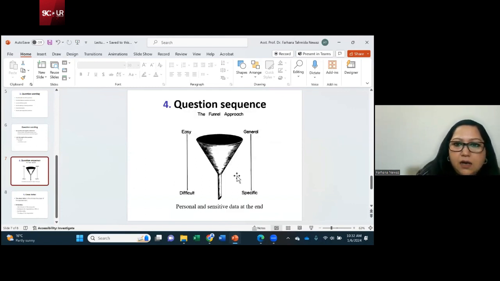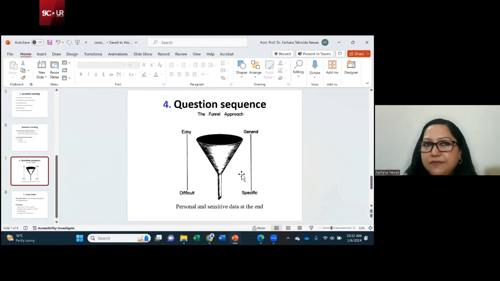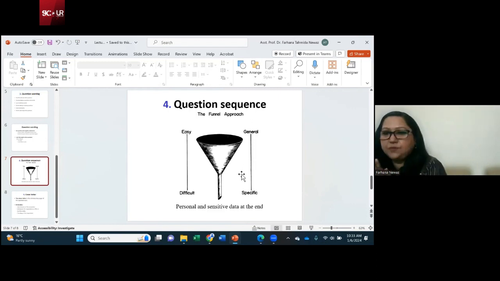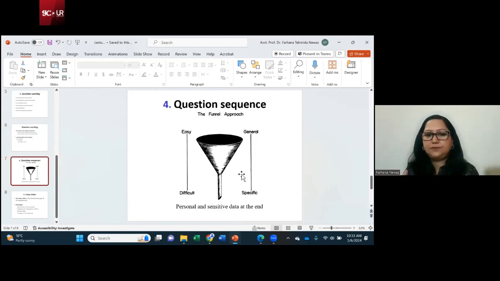Okay. Question sequence. When you are giving or structuring the questions, make sure you start with easy questions and then gradually go for the difficult questions. Also start with the general questions and then come to the specific ones. This is actually called the funnel approach. Okay, so this is the funnel approach.